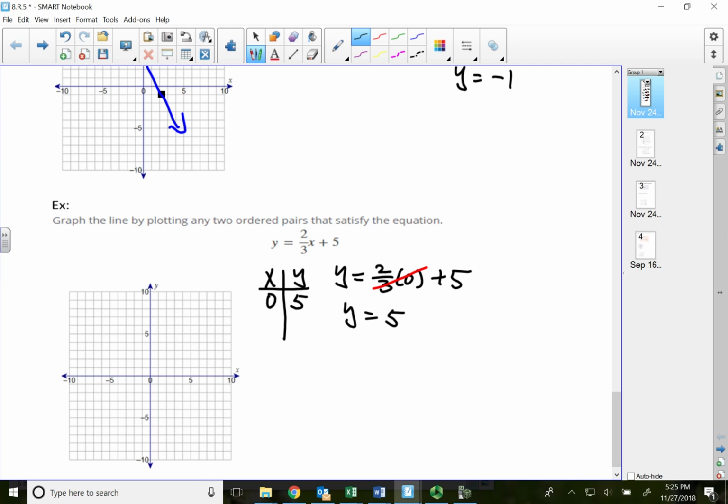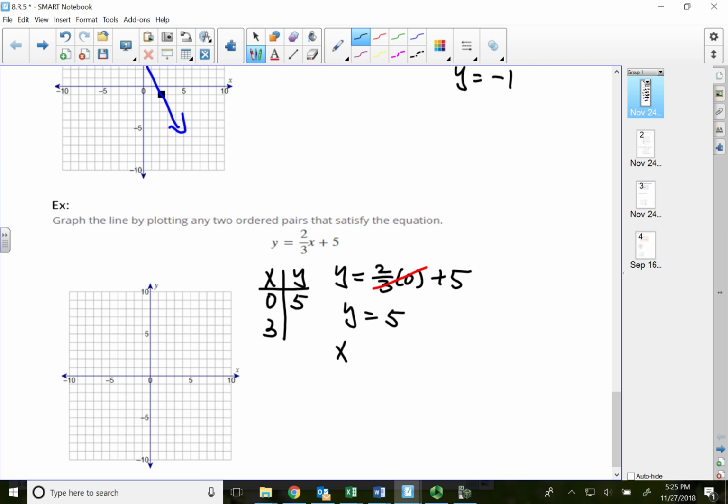But what about my second point? What happens if I pick 1? If I pick 1 right here, that becomes 2/3 times 1, which is 2/3. And 2/3 plus 5 is going to give me a crazy fraction that I don't want to deal with. So we need to try to clear out this denominator 3. A good way to do it is to pick anything divisible by that 3. Like 3 itself, maybe a 6, a negative 3.